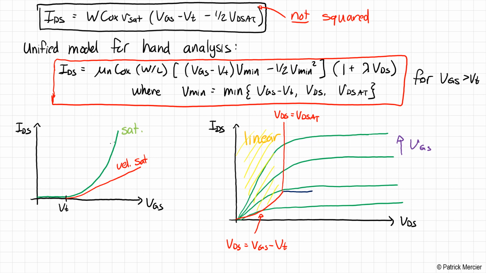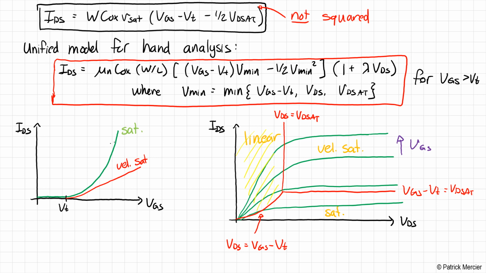Anything above this portion of the red line we would call the velocity saturated regime. And anything below this line is called the saturation regime. And this line here is when VGS minus VT is equal to VD sat.